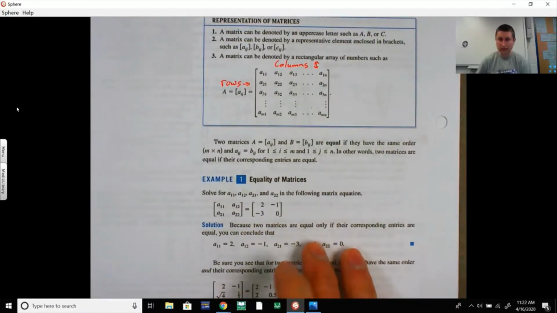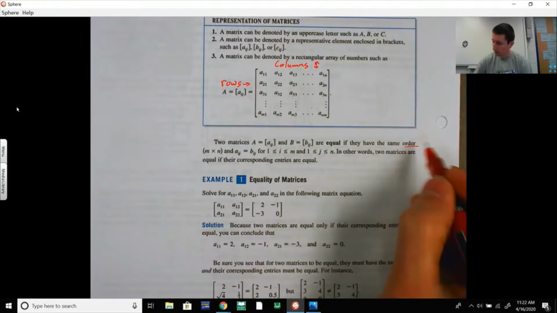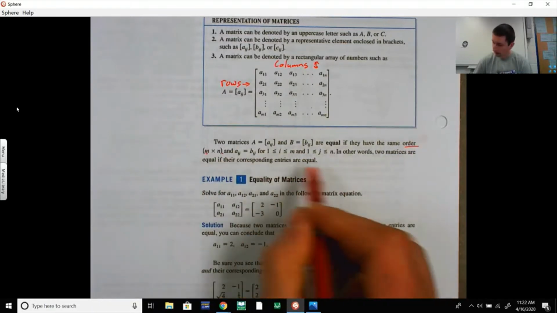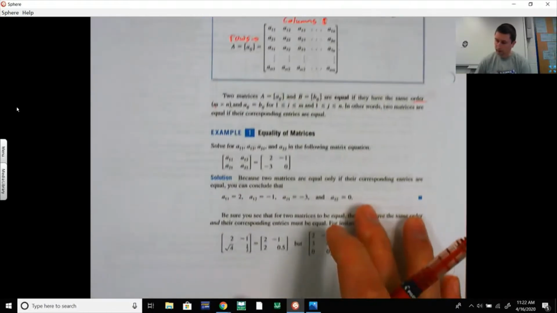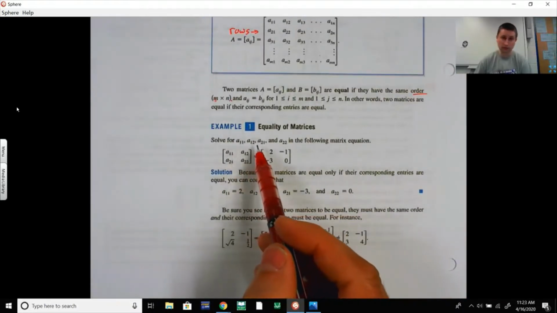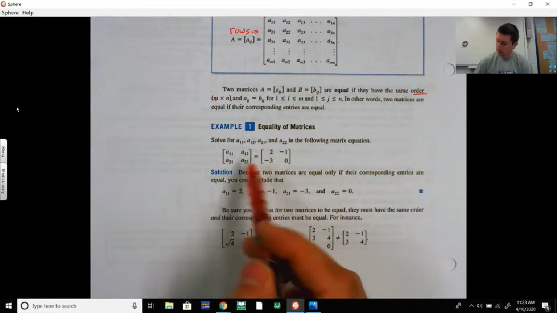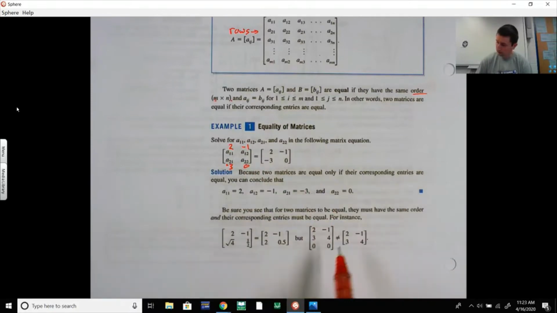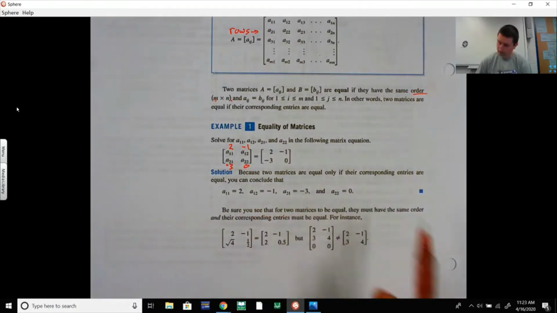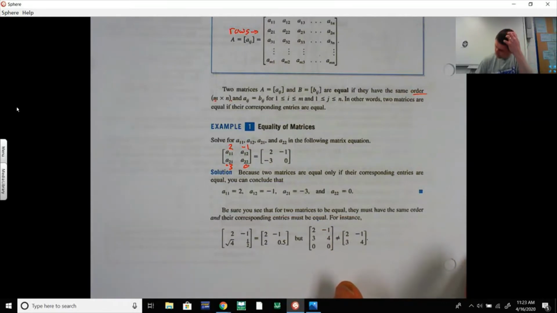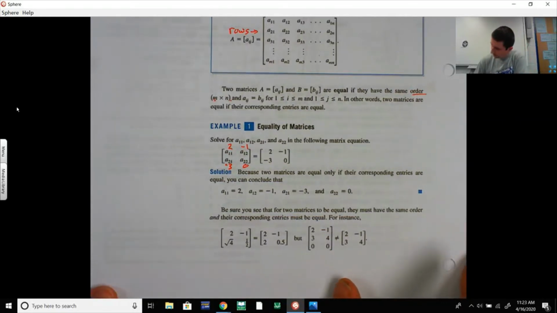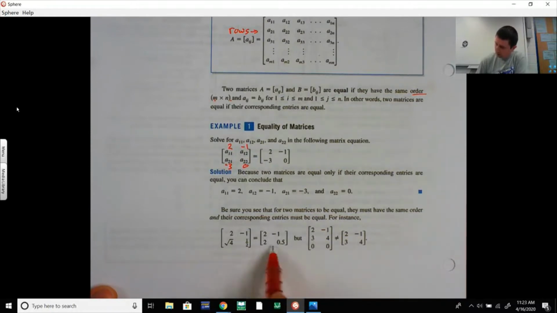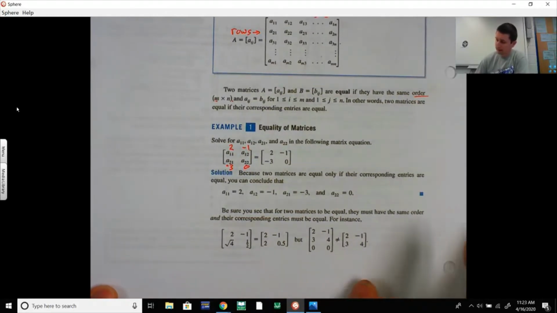Example 1, equality of matrices. Two matrices are equal if they have the same order. Order is rows times columns, and each of their elements are the same. So when it says solve for A11, A12, A21, A22 in the following matrix, they're going to be equal if this is a 2, this is -1, this is -3, and that's 0. So you say 2, -1, -3, and 0. So those are the elements. So these would be equal, even though those numbers are written differently. These would not be equal. They're not the same size. They're not the same order.